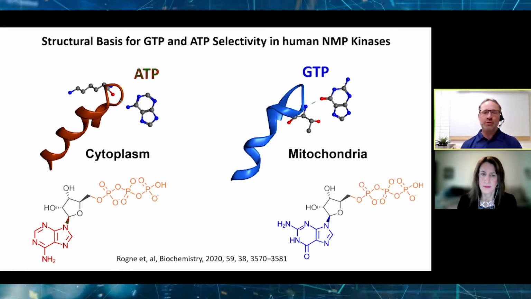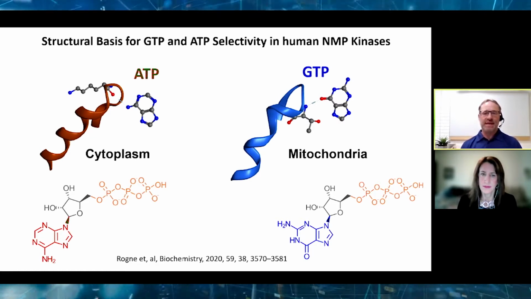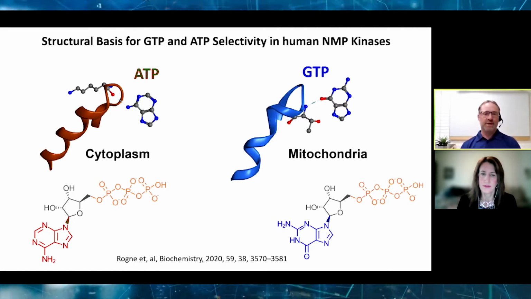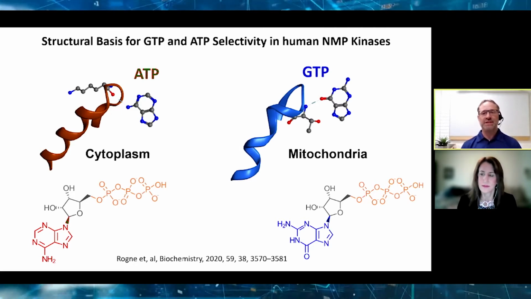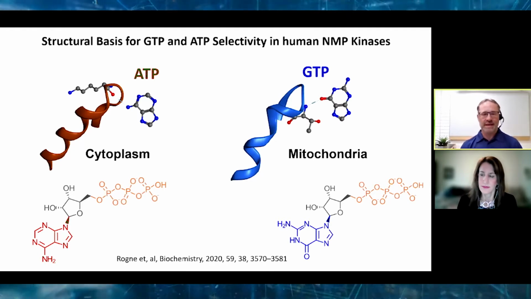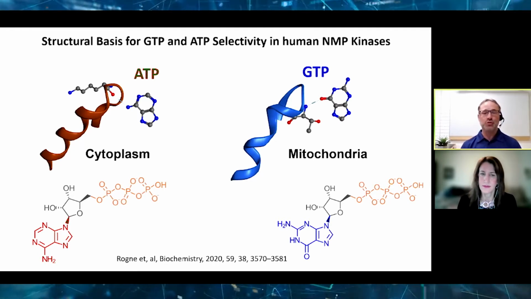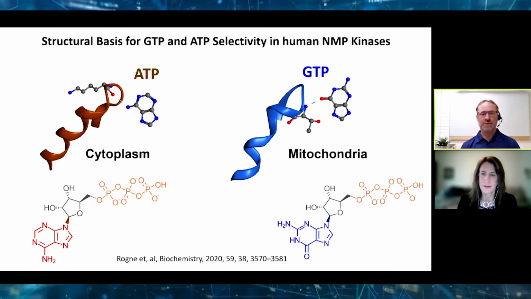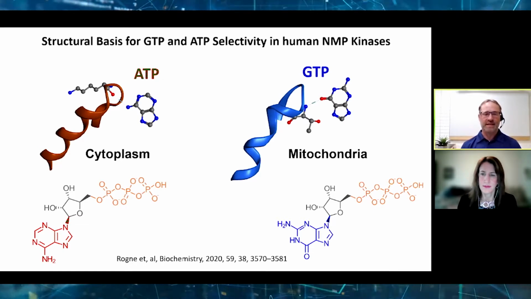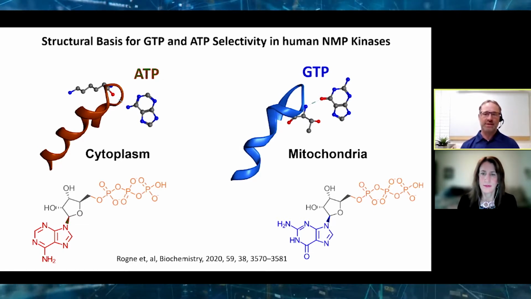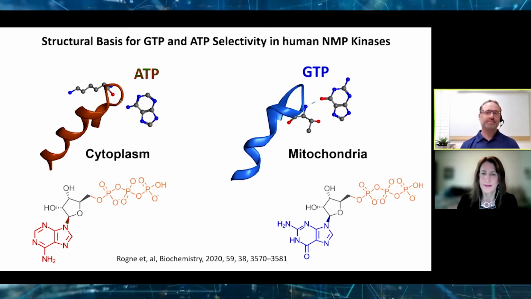To that end, we looked into an NMP kinase from this organism to try to understand how ATP and GTP selectivity could evolve, for instance in human cells, to take care of the functions that should be catalyzed in the cytoplasm versus the mitochondria. And Laura, can you please change slide?